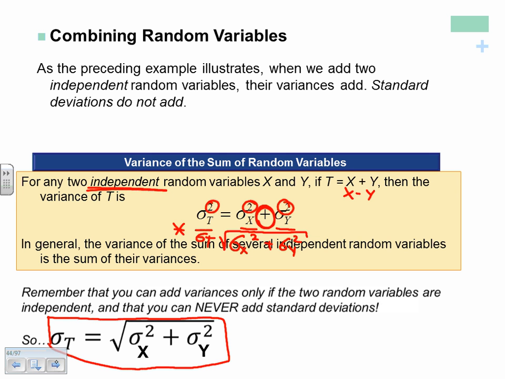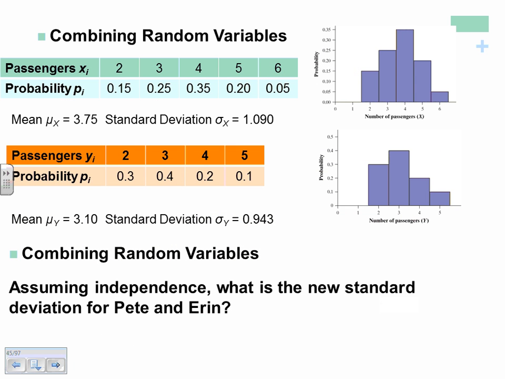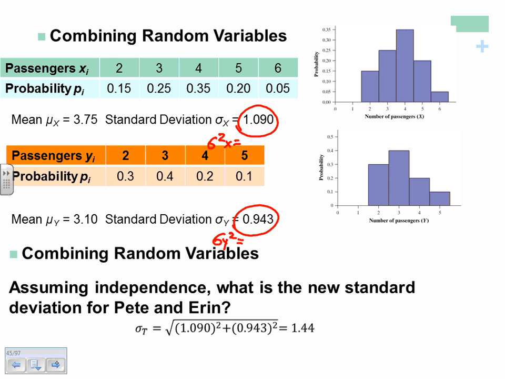When you have the means, it could be a plus or a minus. But for the standard deviations, you add the variances and then square root to get the standard deviation. So back to this other guy. If I know this is the standard deviation for Pete, and this one was for Aaron, then what's this new standard deviation? Well, the first thing I'm going to have to do is get the variance for each of those, add the variances together, and then take the square root. And that's approximately 1.44.